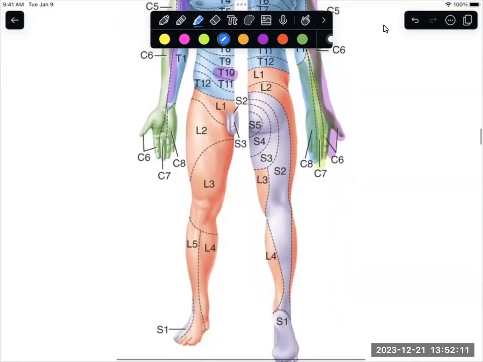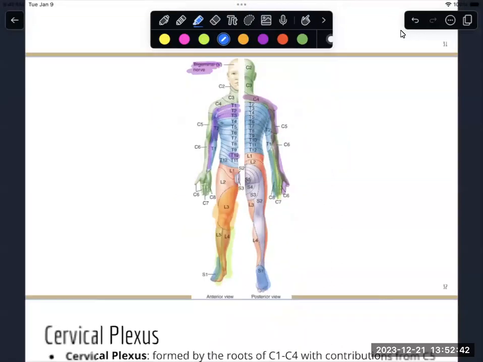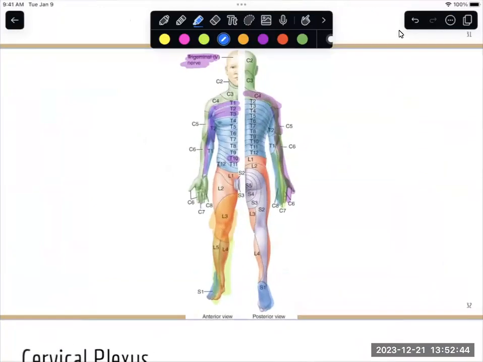Or down the legs, like L3, sorry, L4, L5, and then into that S1. You can see S1 is at the bottom of that foot as well. So you can see how you can figure out where there's possible nerve damage just based on this sensory information.